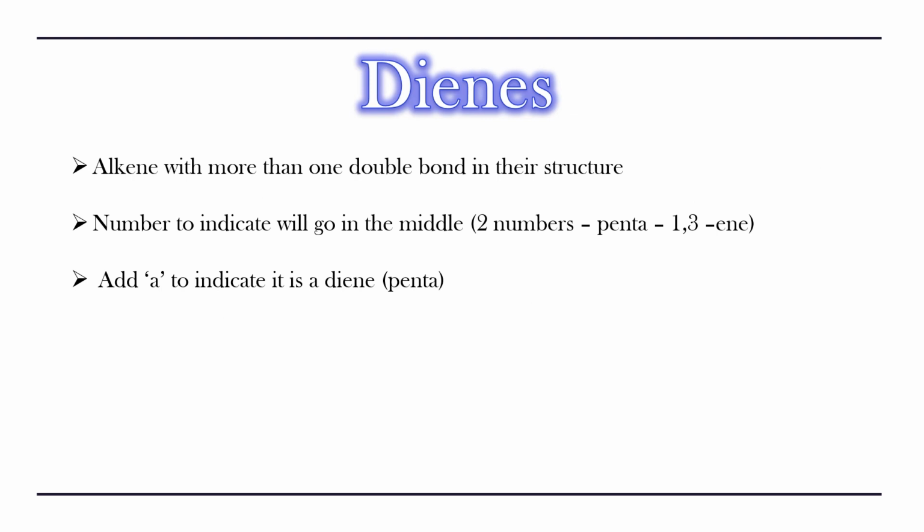Dienes are alkenes with more than one double bond in their structure. You have to add a number to indicate, and that number will go in the middle. Add an A to indicate it is a diene. So the normal would be pent, this would be penta. And here is a structure of the diene. You can clearly see there are two double bonds and not just one.